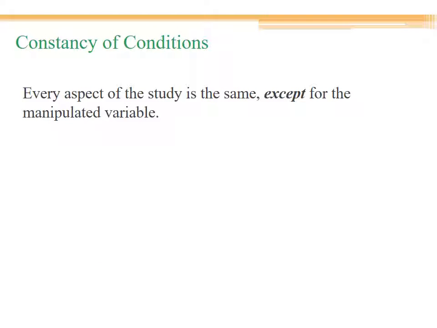This is the similar logic behind having a constancy of conditions. This means that every aspect of the study is the same except for the manipulated variable. In this study, everything was the same except for the murder versus assault condition. Participants were told the same story, the study took place in the same room, they all had access to the same information, except that one turned into a murder, one was only an assault, and they were all given the same tasks.